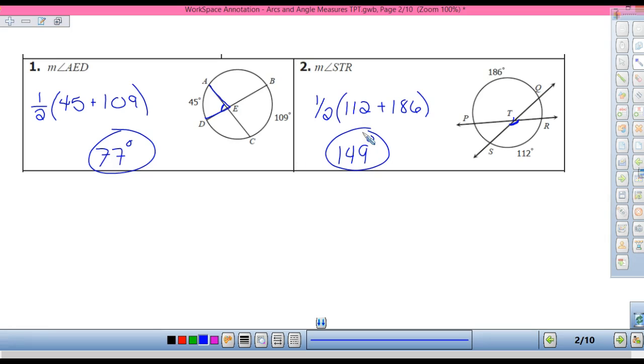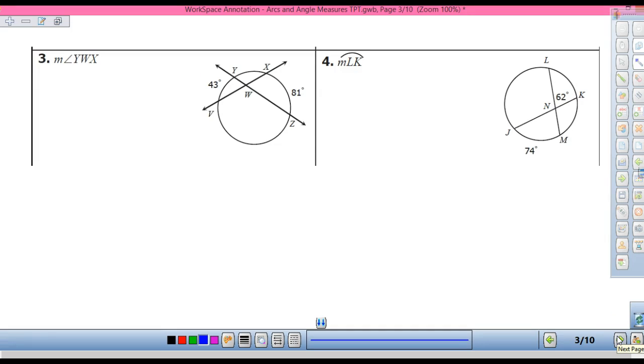All right. Now they want YWX. So they want this angle right here. Do I have enough information to get that angle? Not quite. Which angle can I get though? I could get this guy that's right next to it, right? So let's get him. 1/2 times, plus, and that guy gives us 62.